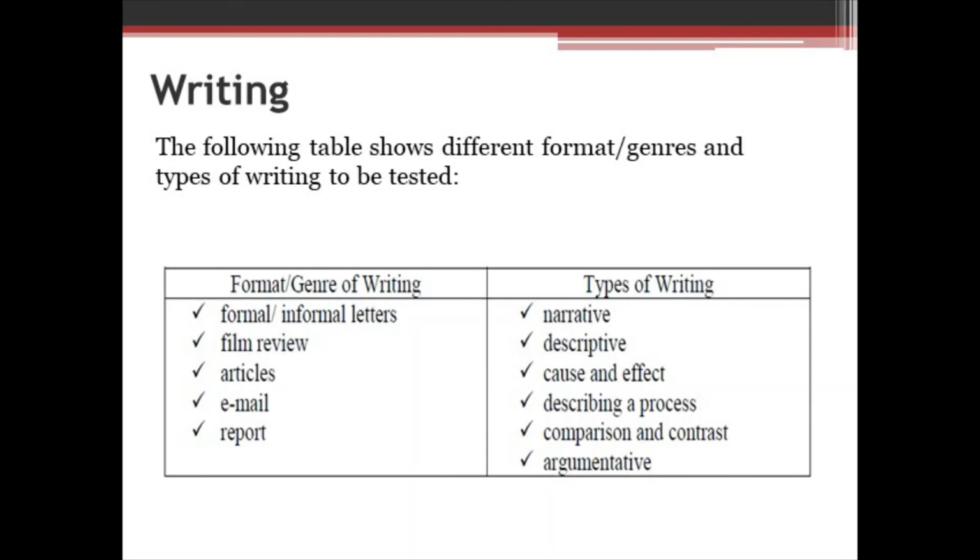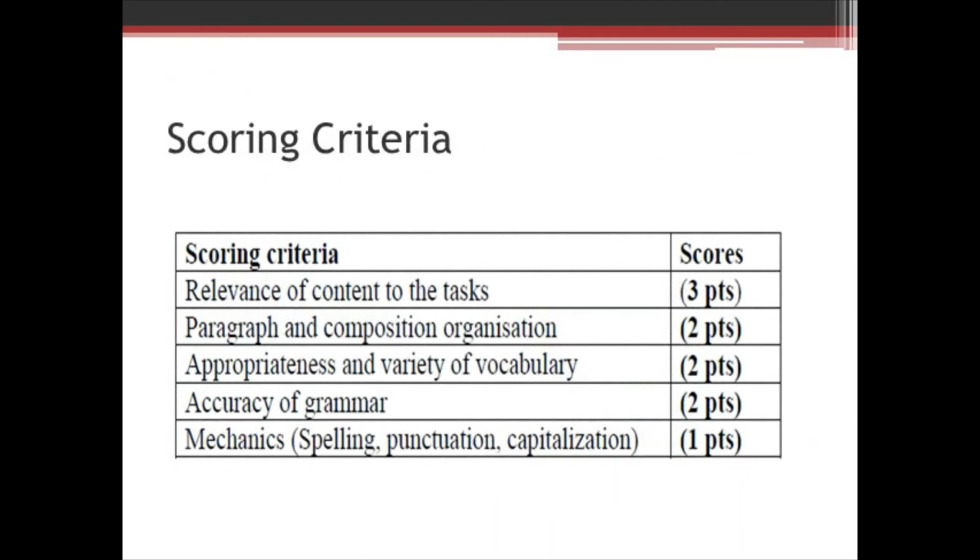Here we are going to talk a little bit about scoring criteria. In writing, there are 3 points for the relevance of content to the tasks. We have 2 points for paragraph and composition organization. The organization of your piece of writing is very important because you will be given 2 points if your organization is good.